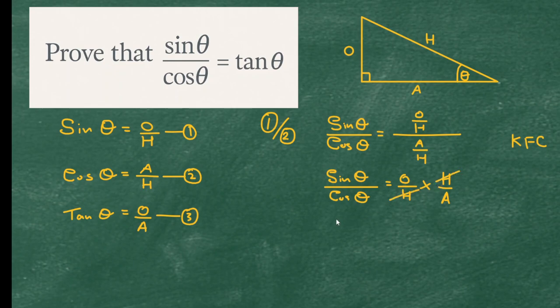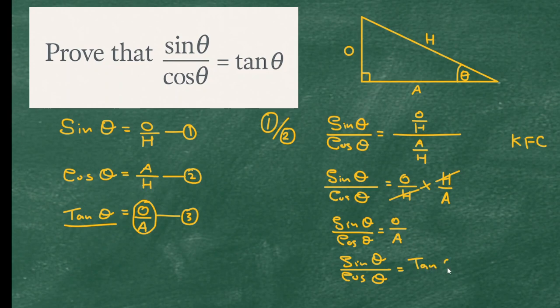So I get sine theta divided by cos theta is equal to O over A. But what is O over A here? That is tan theta. So I can replace sine theta divided by cos theta is equal to tan theta.